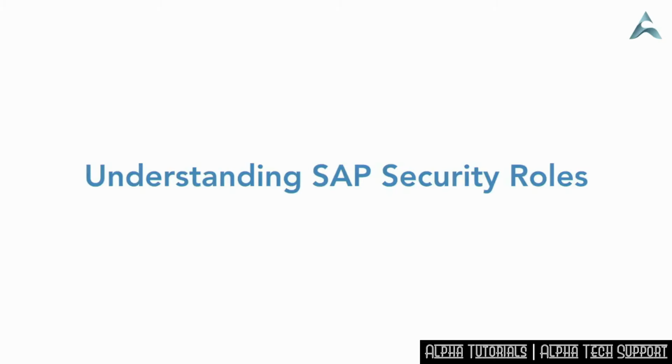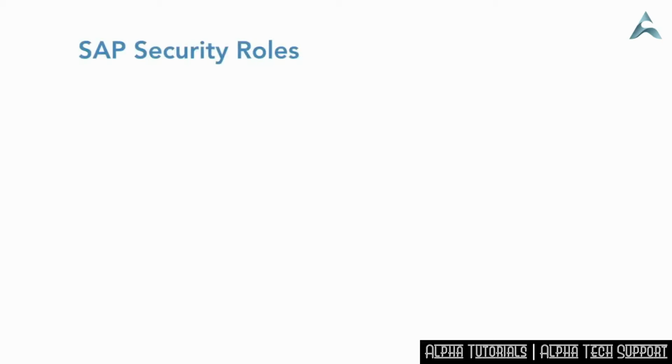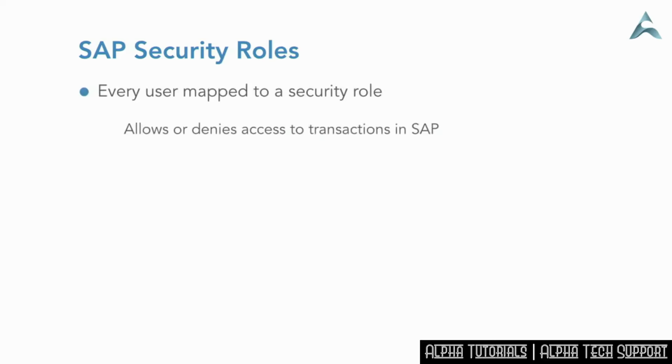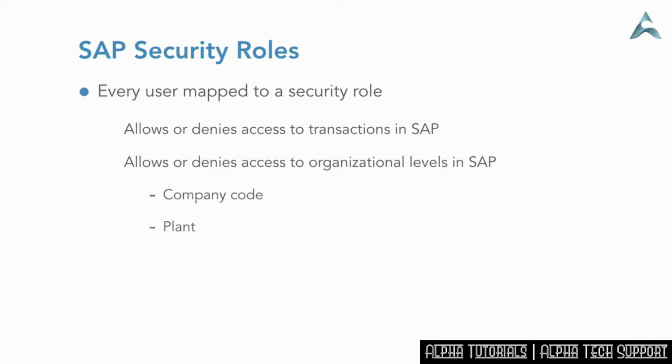SAP has customizable security roles. Let's take a look at how they work. Not every SAP end user will have the same access in the system. When a user profile is first created, they are mapped to a security role. The role that the user is mapped to will either allow or deny access to different transactions. It will also allow or deny access to different organizational levels in the system. Organizational levels are things like company code, plant, or sales organization.